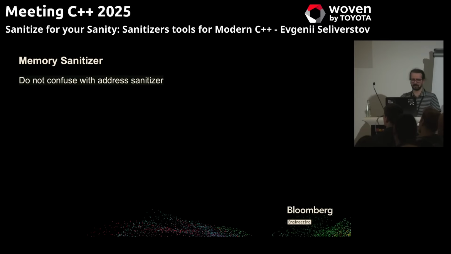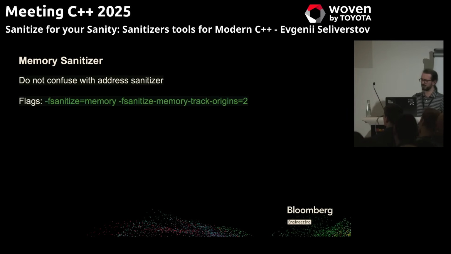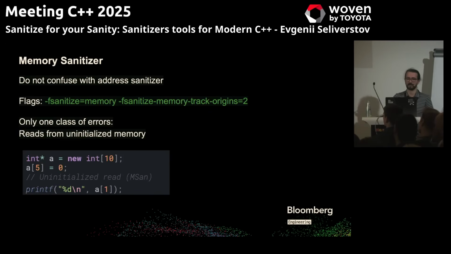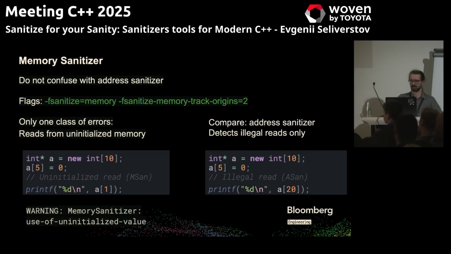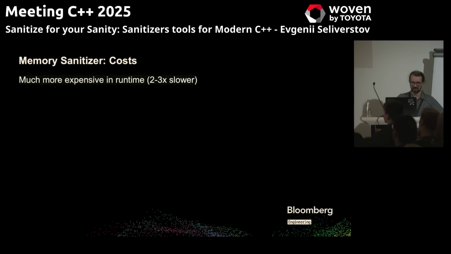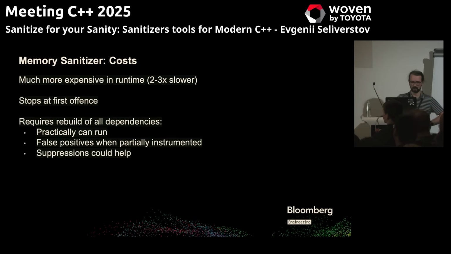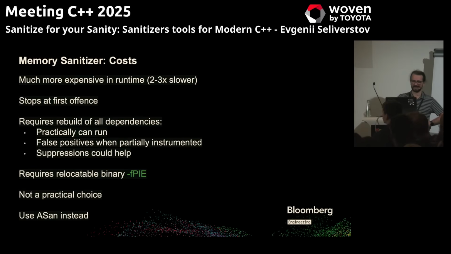So what about memory sanitizer? Don't confuse it with address sanitizer. It's totally another thing. It catches only one specific class of errors: reads from uninitialized memory, and that's all. It's the only error it catches. So you will see this report from memory sanitizer, but compared to address sanitizer, which catches a lot of illegal reads. The problem with memory sanitizer is that it's not compatible, it's extremely slow, and all the dependencies need to be rebuilt, even libc. So it's not a practical choice, so better use ASan.